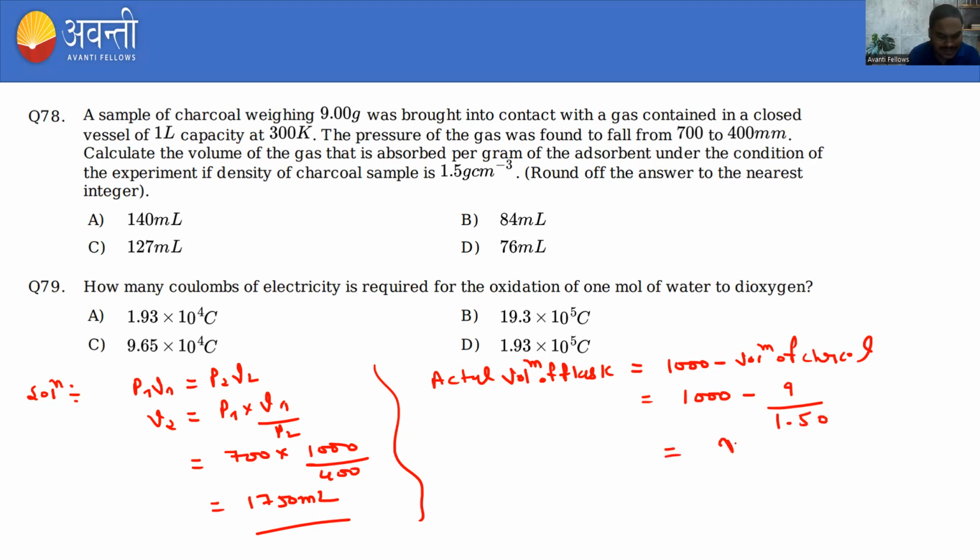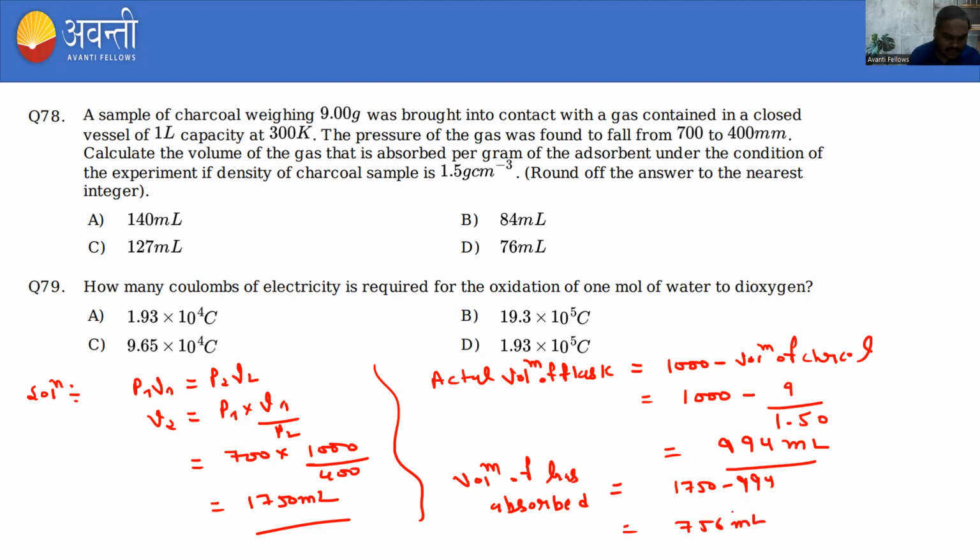So this comes out to be 994 ml. So the volume of the gas absorbed, we have to calculate now. So volume of the gas absorbed is nothing but equal to 1715 minus 994 ml. So it comes out to be 756 ml.